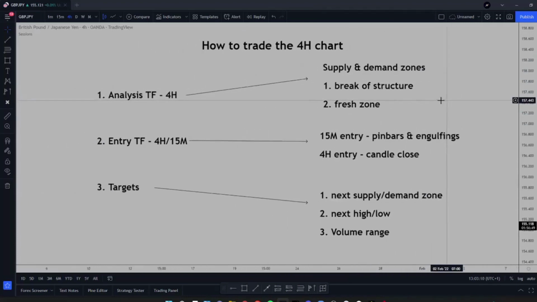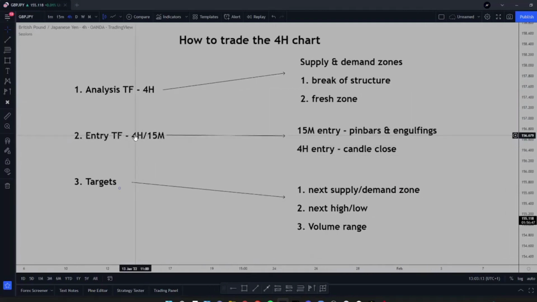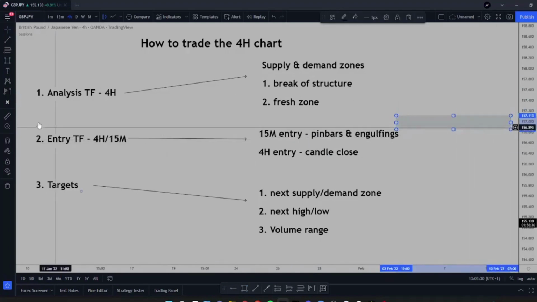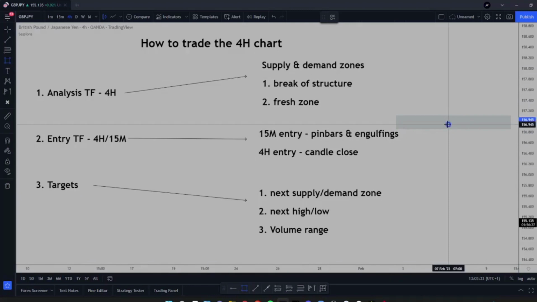Now let's move on to entries. For entries, you can use a 4-hour time frame to enter, but obviously you can use the 15-minute, which is exactly what we do to get better entries. So on the 15-minute time frame, we look for pin bars and engulfings. If you don't know what a pin bar is, we have 2 types of pin bars. We have a bullish pin bar and a bearish pin bar. So if we're in a sell zone, we're going to be looking for a bearish pin bar. Now, what is a bearish pin bar? A bearish pin bar is a candle that has a very small, thick body with a nice rejection wick like this. This would be a bearish pin bar. We would enter at the close, stop loss a little bit above, and that's it.